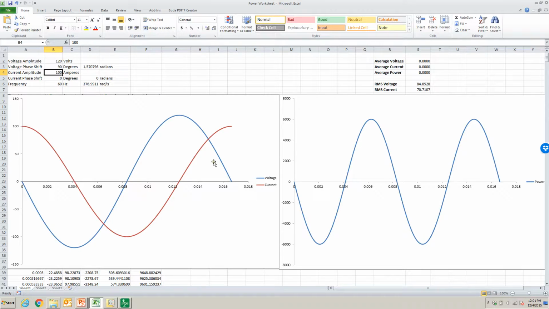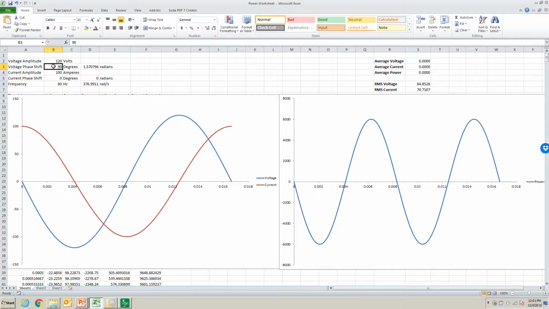Through a purely inductive circuit, we see that the voltage and current are out of phase with each other by 90 degrees, and the product of the current and the voltage, which occurs at twice the frequency, shows a shift in where this wave was located.